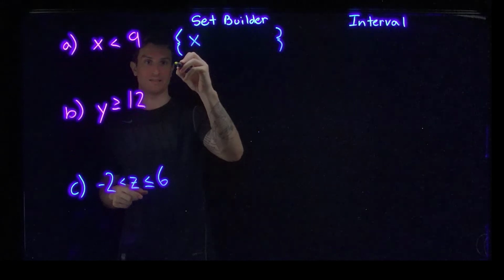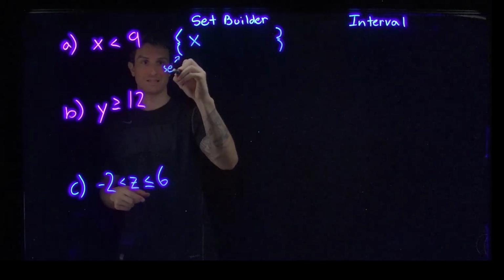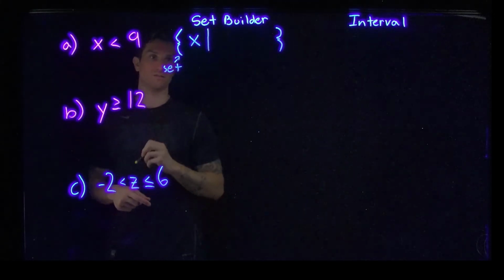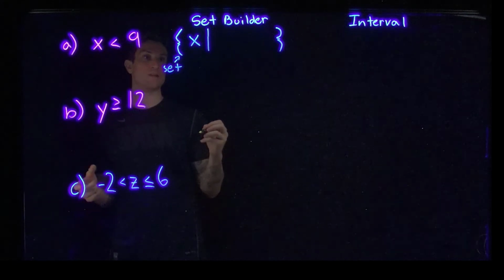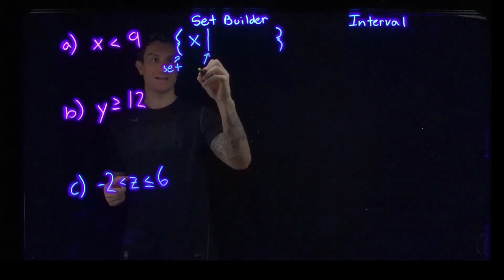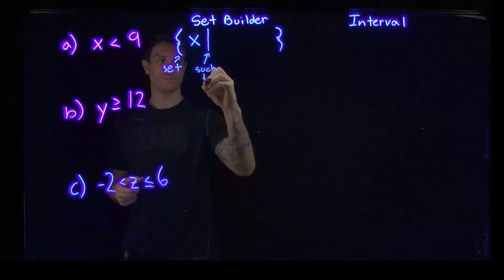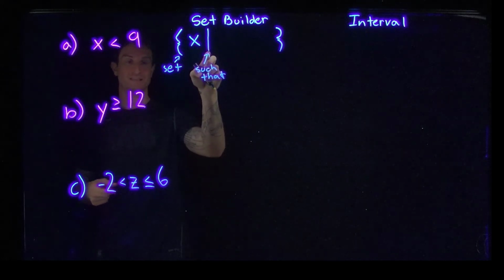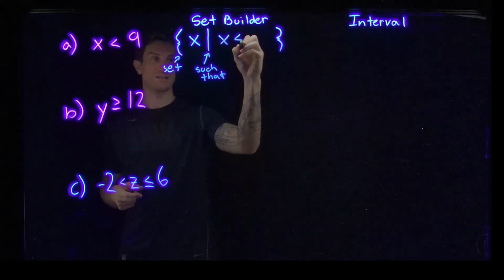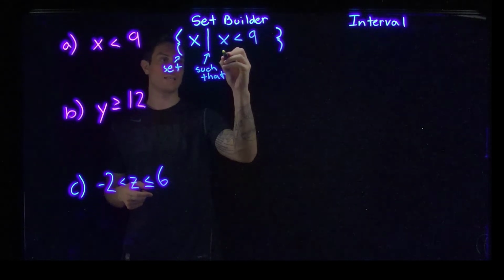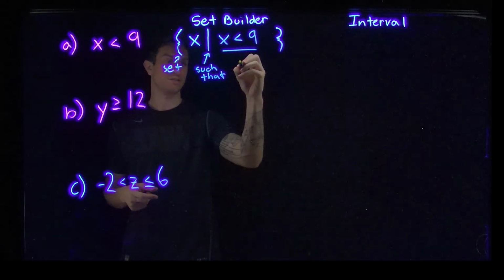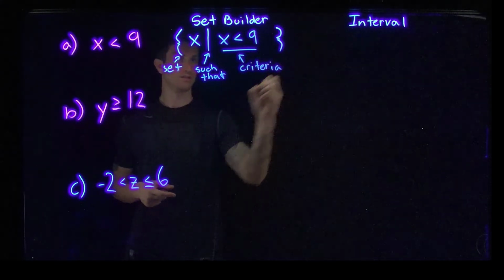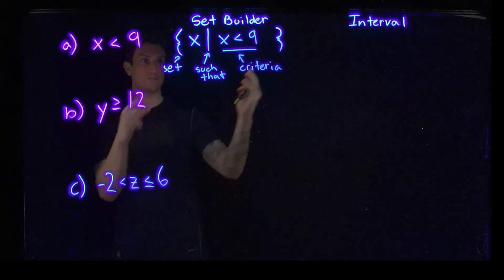So again, the curly braces mean it's a set. You'll see your variable. You'll see a bar here. Maybe you're wondering, how should we read the bar? This bar is read as "such that." So we want all the x's such that x is less than 9. You could think of this as the criteria the x's need to meet to be a part of the set. This is the criteria that x must meet to be in this set.